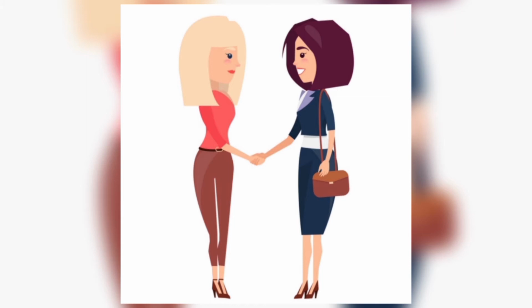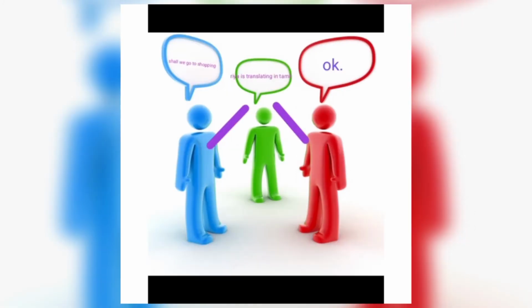They want a mediator, meaning a translator. Here, the mediator is Riya. Riya knows both languages, Telugu and Tamil. Here, Anju is asking, shall we go shopping? Riya is translating into Tamil. Sanju says okay. And again, Sanju tells Riya okay in Tamil, and again Riya is translating to Telugu.